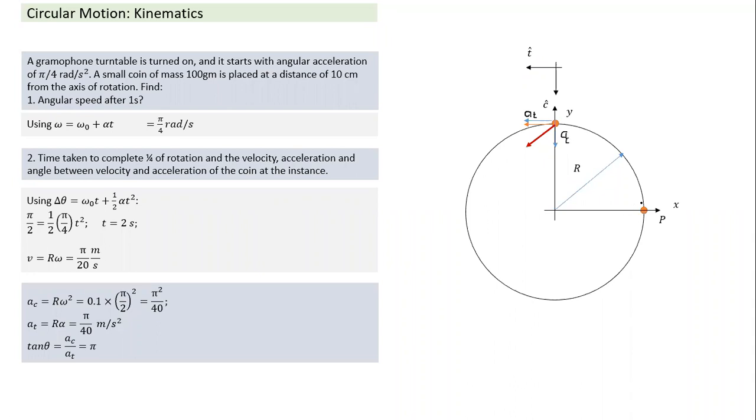As it has moved from here to here, what has happened? The tangential acceleration here was the same. Tangential acceleration is r alpha, and alpha is constant. So whatever tangential acceleration we had here, even at this point the tangential acceleration remains the same. And centripetal acceleration has increased because omega is increasing. As omega keeps changing, the centripetal acceleration keeps changing.